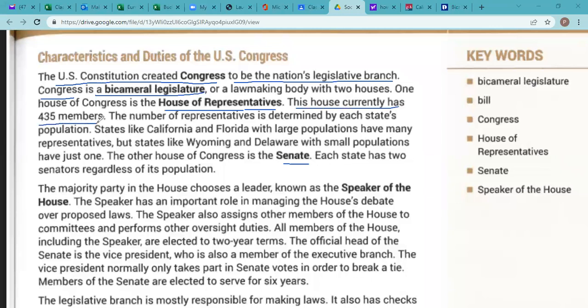Now, that doesn't mean that every state has like 10 or 15. We don't break it up evenly. It all depends on the state's population. States like California and Florida have a large population. So, of course, they're going to have a lot more representatives for each of those states.